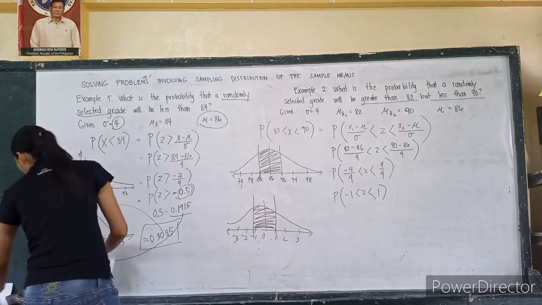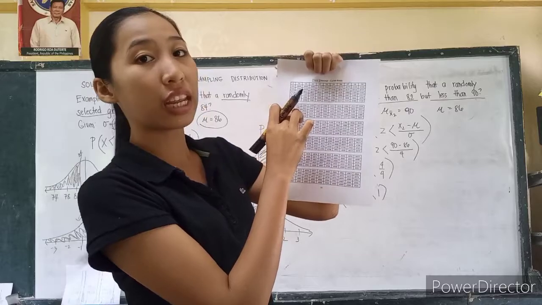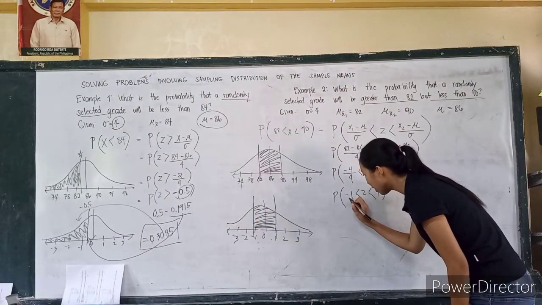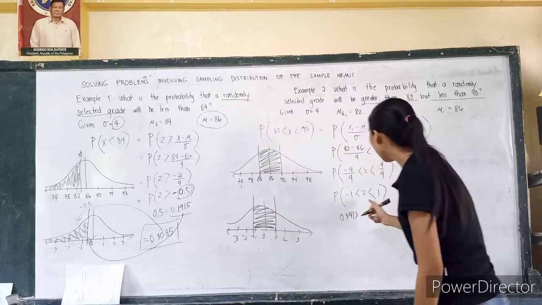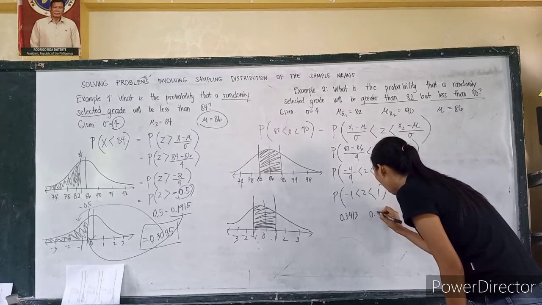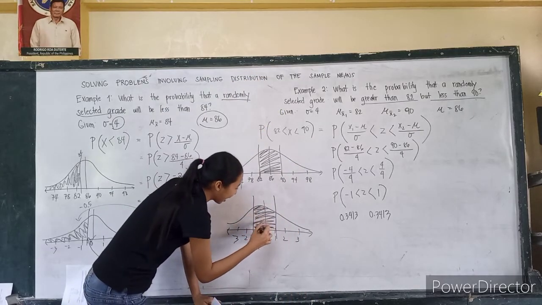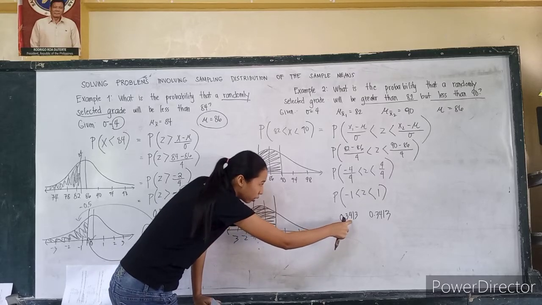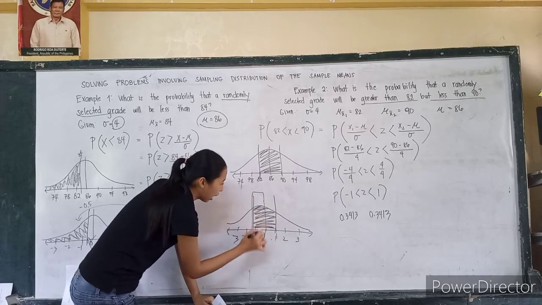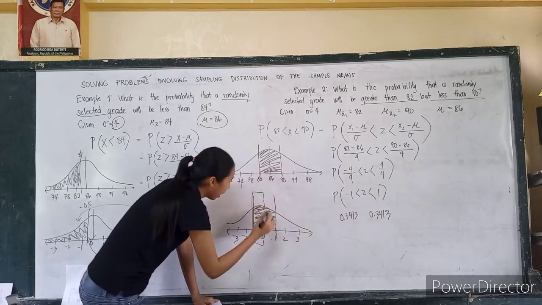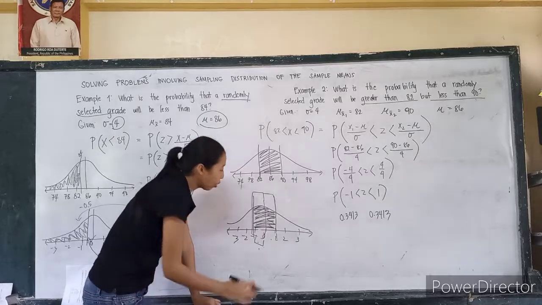Here we use the z-table. The z-value 1 corresponds to 0.3413. For negative 1, it is also 0.3413, regardless of the sign. Positive 1 is also 0.3413. The area from 0 to negative 1 is 0.3413, and the area from 0 to positive 1 is also 0.3413.